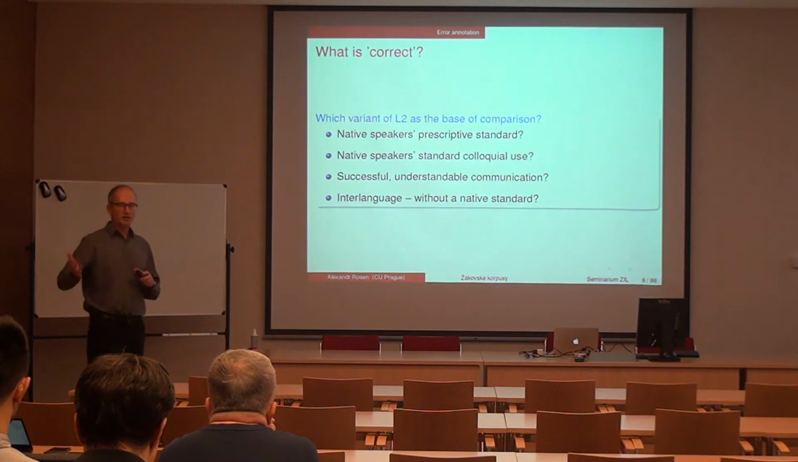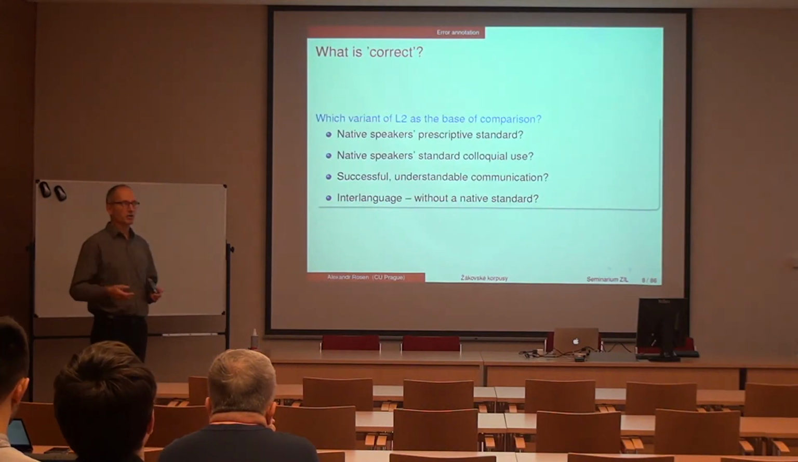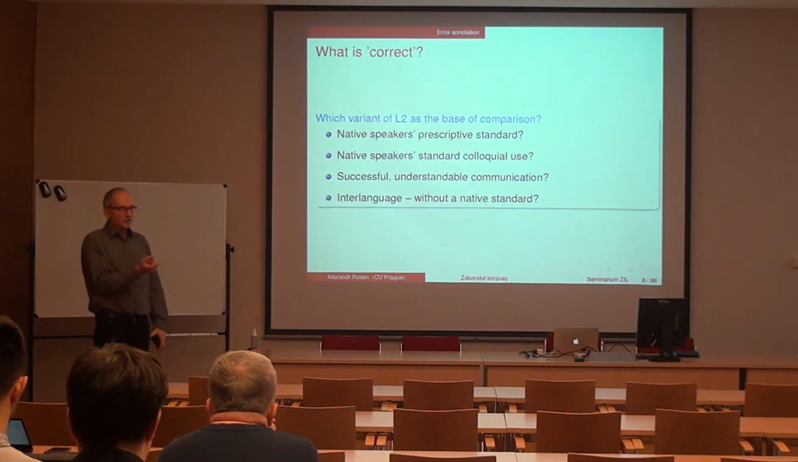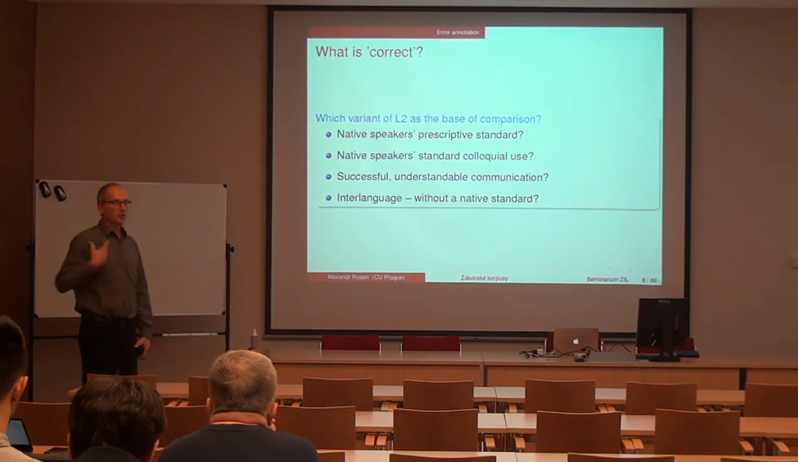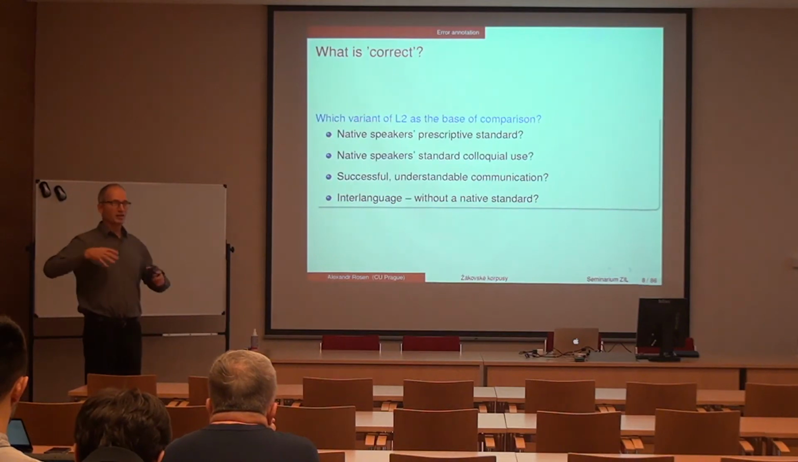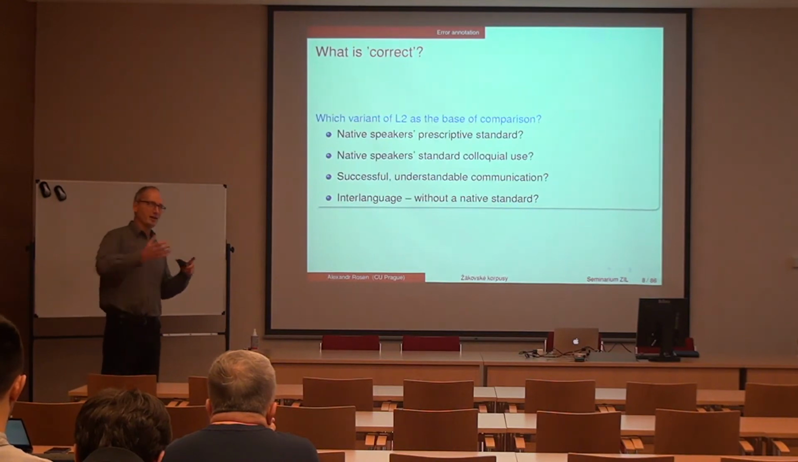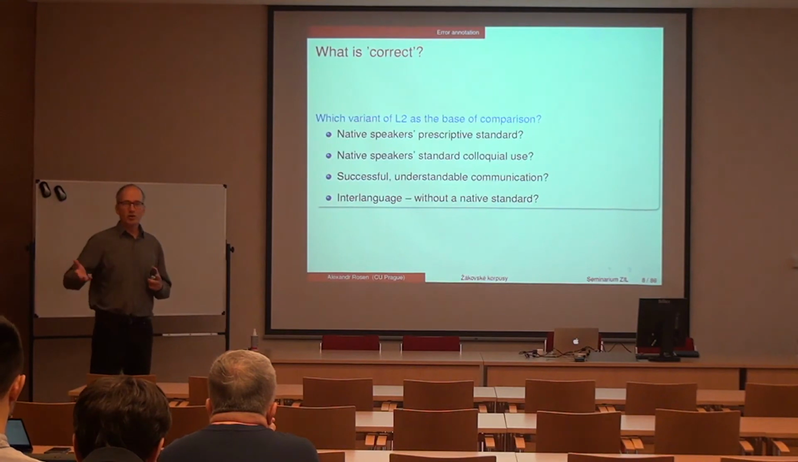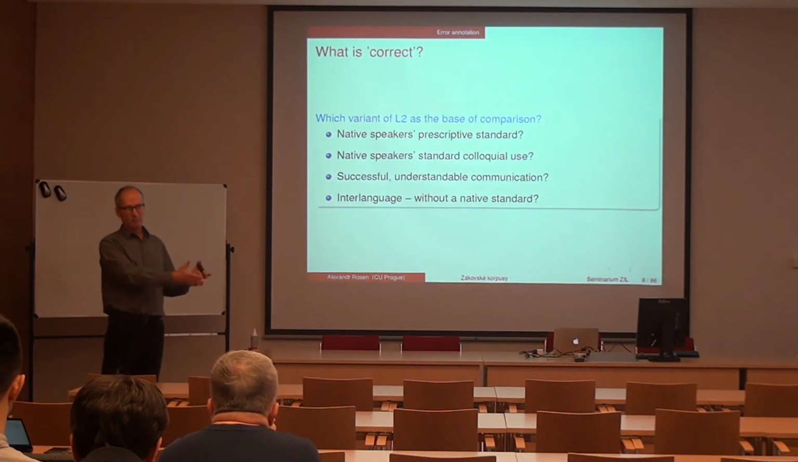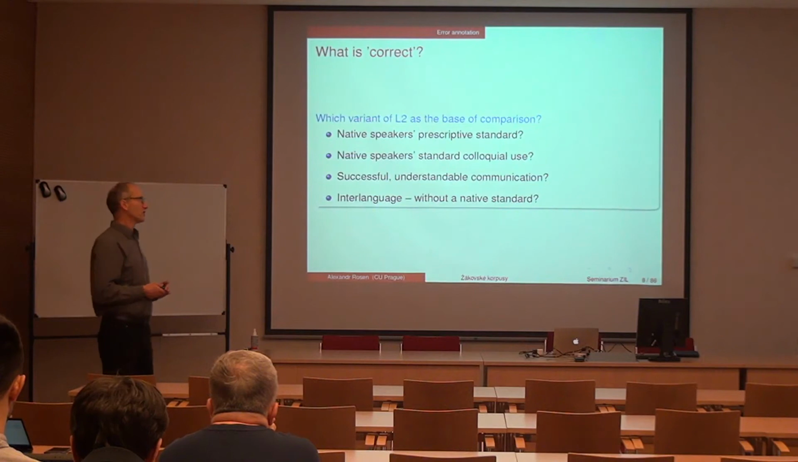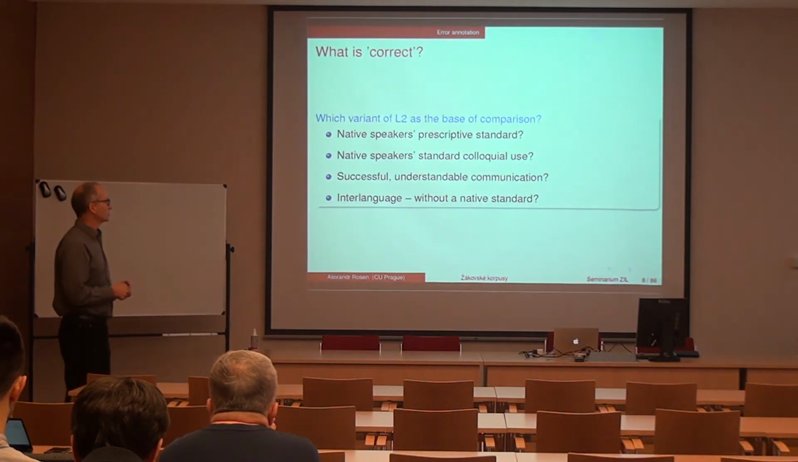So if I want to correct something, how do I correct it? Or if I want to identify an error, is it an error at all or not? For example, in Czech, which has this large difference between the colloquial version and the prescriptive or literary version, maybe it's correct if the student uses those colloquial forms, but maybe not. Maybe you want the student to speak like this prescriptive version of Czech. So this is the first issue.